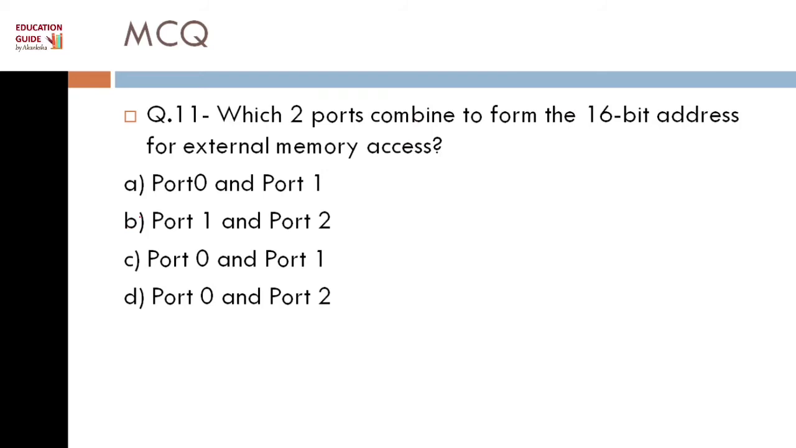Next MCQ is: which two ports combine to form the 16-bit address for external memory access? Options are port 0 and port 1, port 1 and port 2, port 0 and port 1, port 0 and port 2. So option is D. In 8051, port 0 and port 2 combine to access a 16-bit address for external memory.